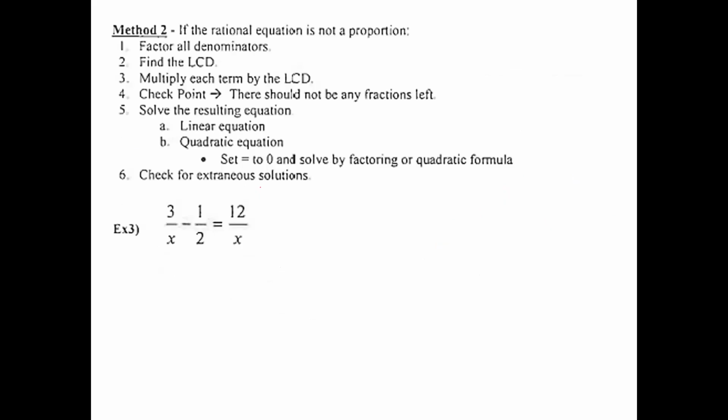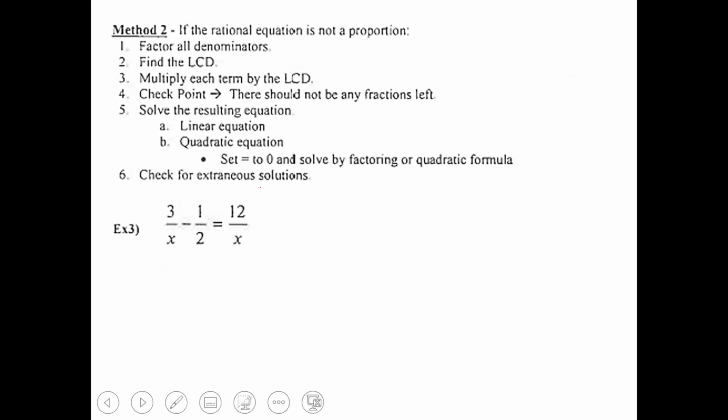All right, let's take a look at example 3. For example 3, it says method 2, okay? With this one, what it's asking you to do is factor all the denominators, which in the bottom, are all factored. Find the lowest common denominator. Multiply each term by the lowest common denominator. And then solve the equation. So 6 different steps, okay? So let's take a look at this.